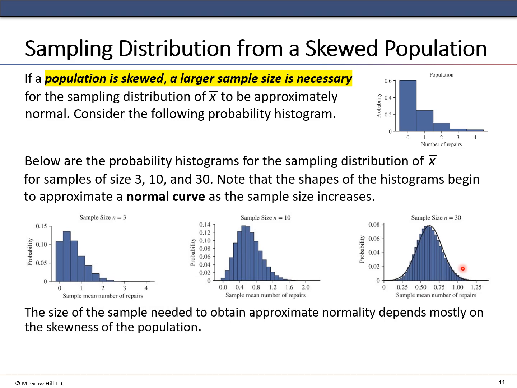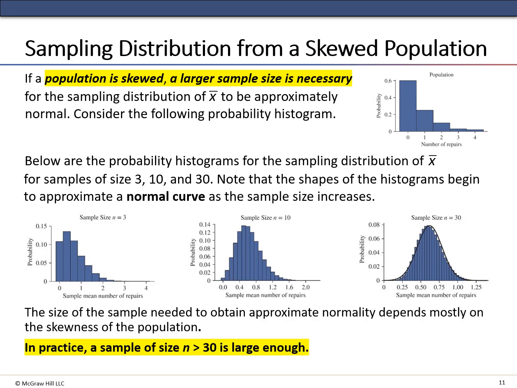The size of the sample needed to obtain approximate normality depends mostly on the skewness of the population. Remember, that's what we saw up here, okay? So the more it's skewed, the larger the sample size we're going to need. In practice, a sample size of n greater than 30, or 30 or larger really, is generally large enough.